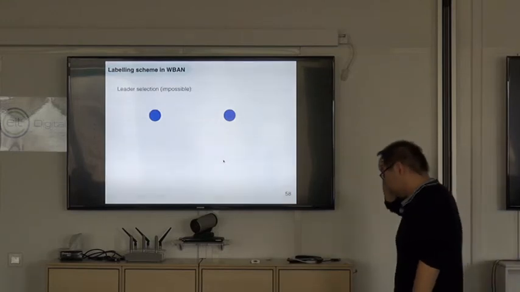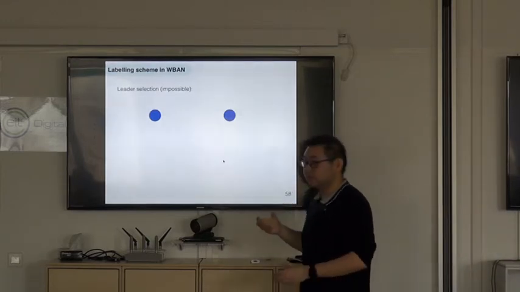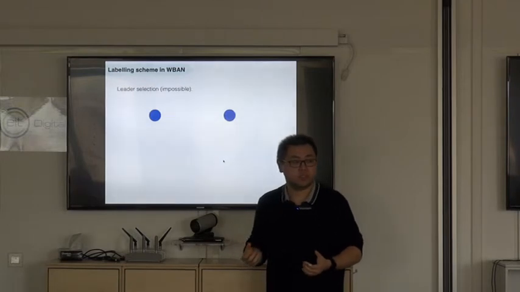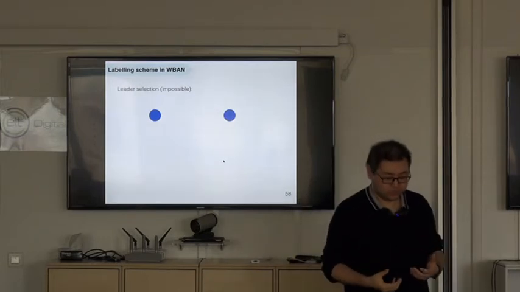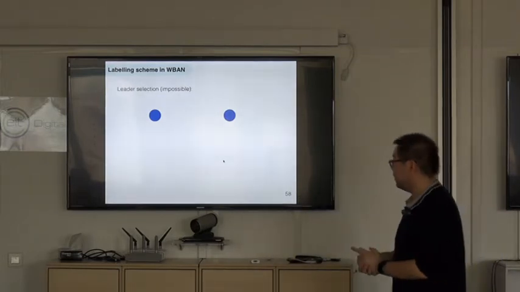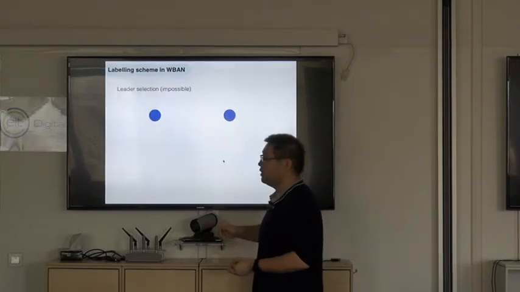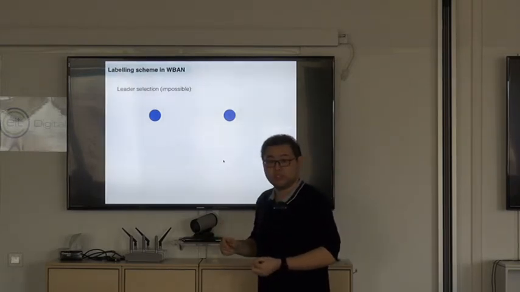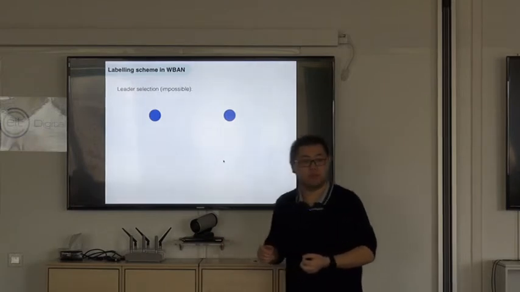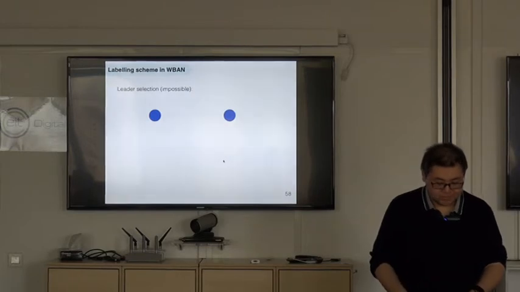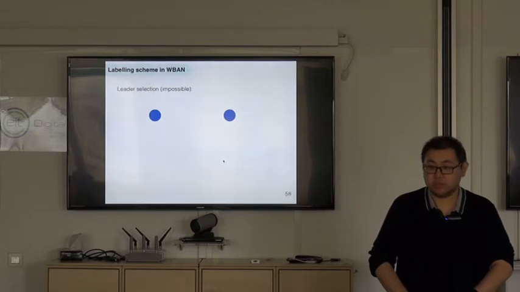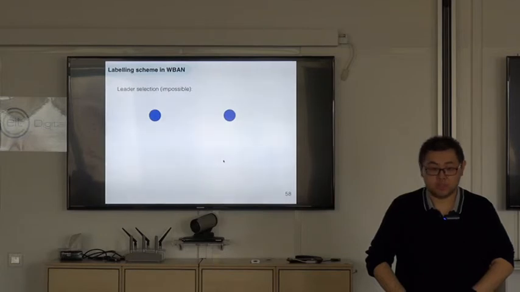So what is the labeling scheme? The labeling scheme is that we give the nodes some additional information to let the algorithm execute more efficiently. For example, if we want to select a leader from these two nodes that have exactly the same value, and they don't have any sense of direction, it's actually impossible to choose a leader so that both of them agree on the same leader.